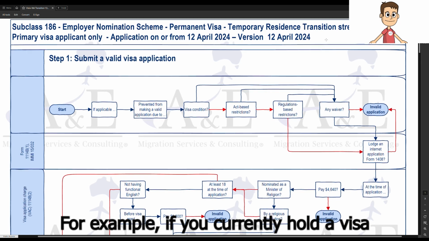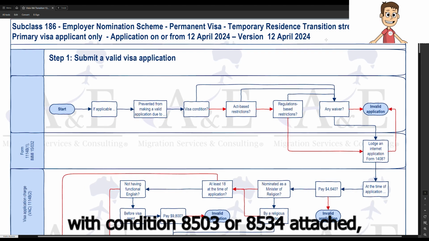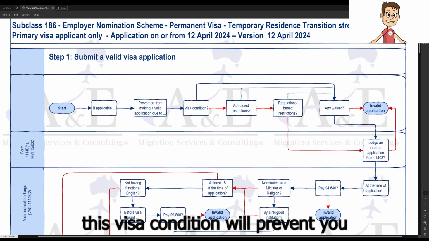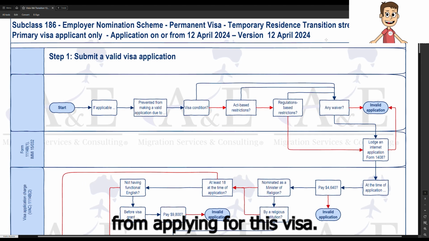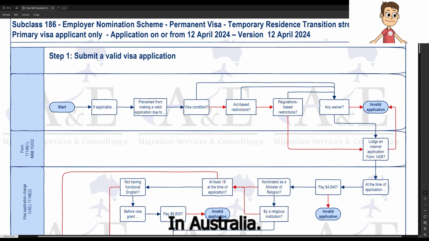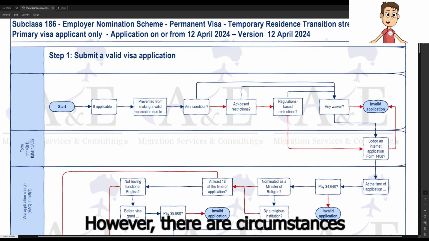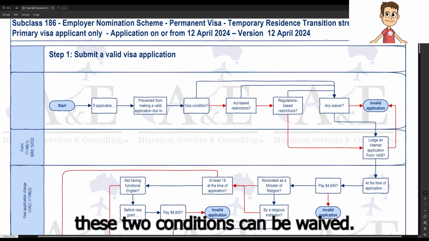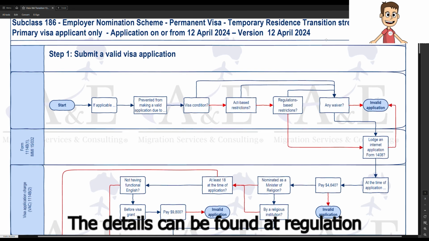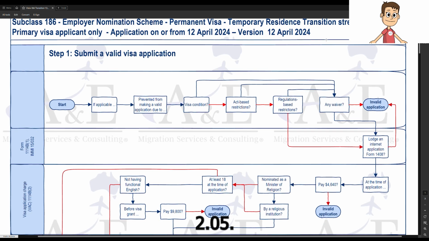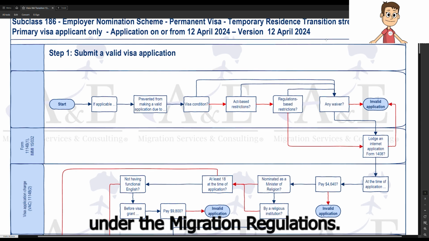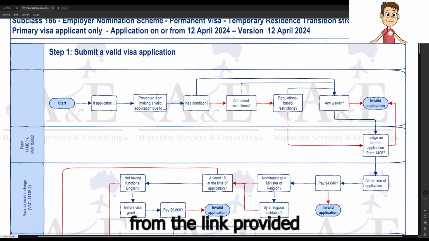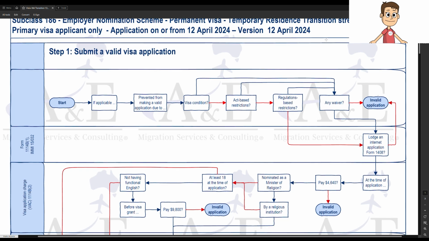For example, if you currently hold a visa with condition 8503 or 8534 attached, this visa condition will prevent you from applying for this visa in Australia. However, there are circumstances in which these 2 conditions can be waived. The details can be found at Regulation 2.05 under the Migration Regulations. Details of this regulation is available from the link provided at the end of this video.